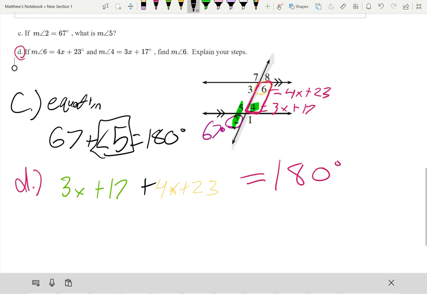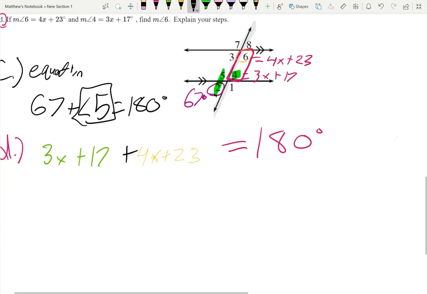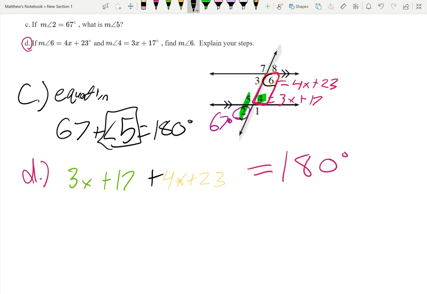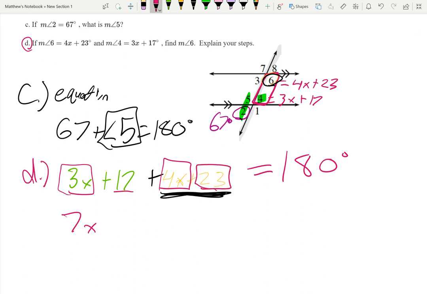So here I need to do a little bit of algebra to solve for that missing angle, which again, we are trying to find the measure of angle 6. So this angle right here. All right. So first off, we want to combine like terms. So I know 3x can go with my 4x. So then I get 7x, and then I combine 23 and 17. That's going to give me plus 40 equals 180.